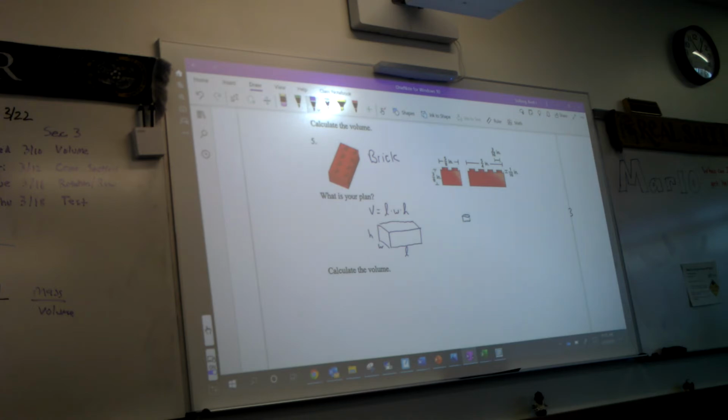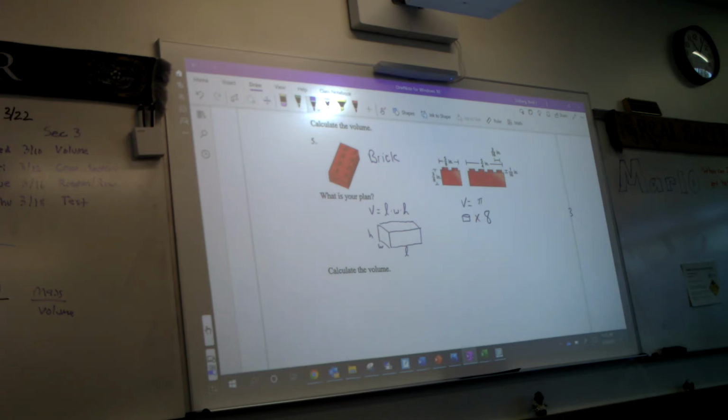There's 8. Okay, look at your formula sheet. What is the formula for the volume of a cylinder? It is, the volume is pi r squared times the height.